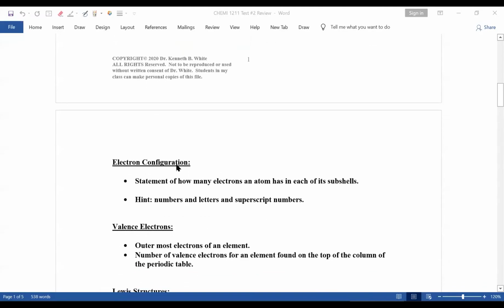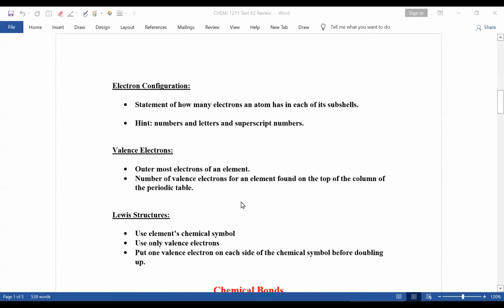And we went through and looked at the problems section, practice problems. Also look at the videos because they're on YouTube. I've been keeping up. Electron configuration is a statement of how many electrons an atom has in each of its subshells. Remember, use numbers, letters, and superscript numbers. This is all the electrons. And we went through this.